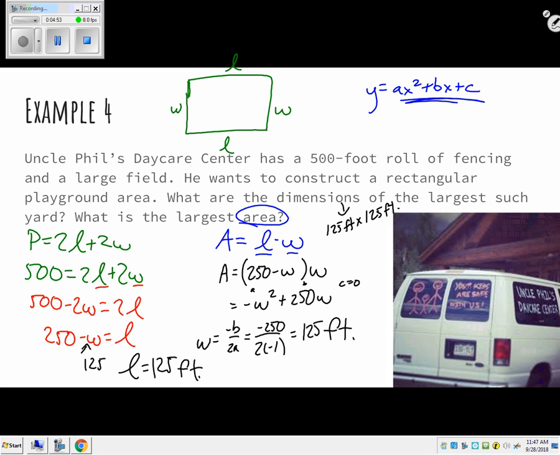So more specifically, Uncle Phil, yes, he's making a rectangle, but more specifically, he's going to be making a square that would have the most area. And to find out what the area would be, I can just multiply these two together, 125 by 125. Or I could take this 125 and plug it in for both of these W's, the same way I found the second coordinate of my vertex yesterday. But if I take 125 and multiply it by 125, you get down to the area being 15,625 square feet.